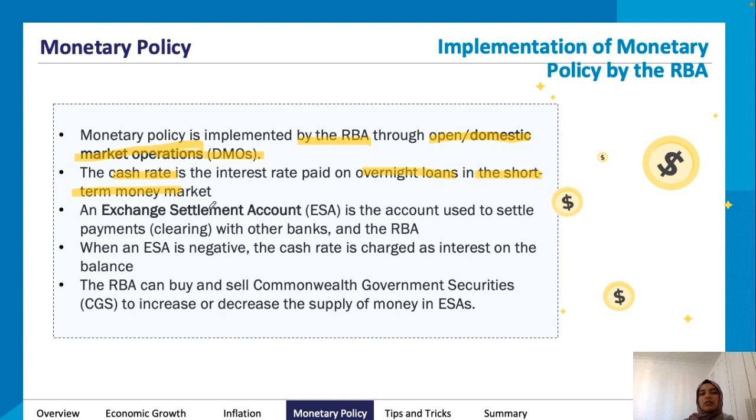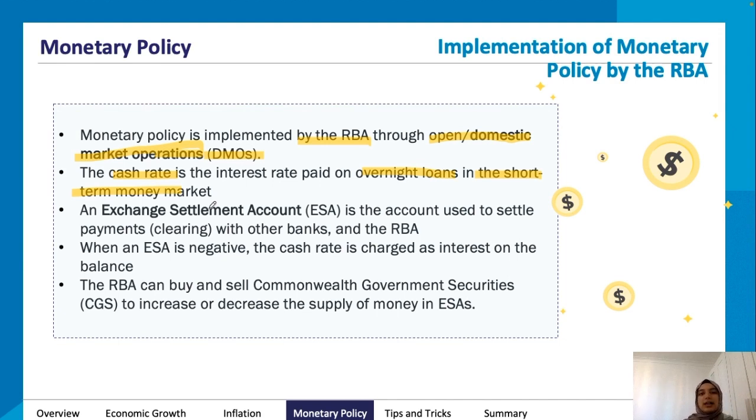The cash rate is normally used by the banks. So in that way, you have an ES account, which is also known as an exchange settlement account. Basically, this is the account that is used to settle payments or clearing with the other banks and the RBA. Because the other banks may have accounts with each other where they transfer money to and from in accordance with whatever the rate is, as well as with the RBA. So this is not done through your normal account that you would have with your bank. It's done through specific accounts referred to as ESAs, or exchange settlement accounts. When an ESA is negative, the cash rate is charged as interest on the balance.